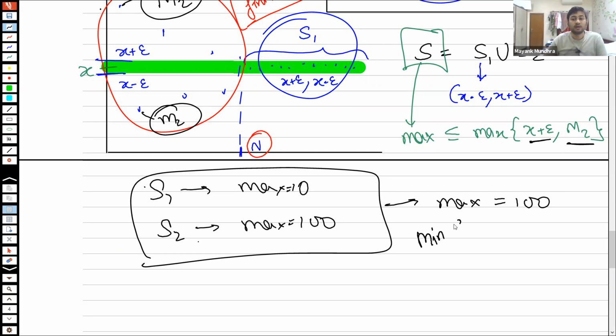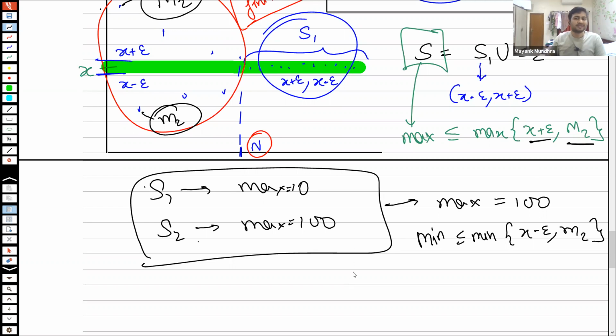So the max will be between x plus epsilon and M2. Similarly, the min of the bigger set will be greater than or equal to min of x minus epsilon comma small m2. So there's a definite maxima, which is a real number, and a definite minima, which is a real number. And that's why this set S will not go either to infinity or to negative infinity.